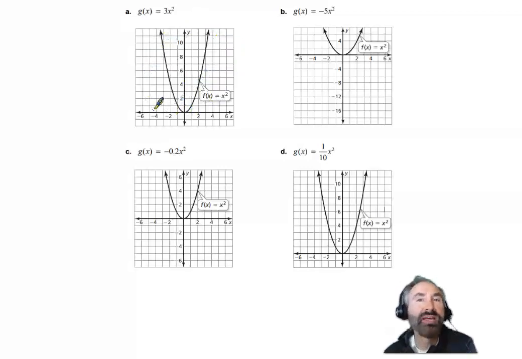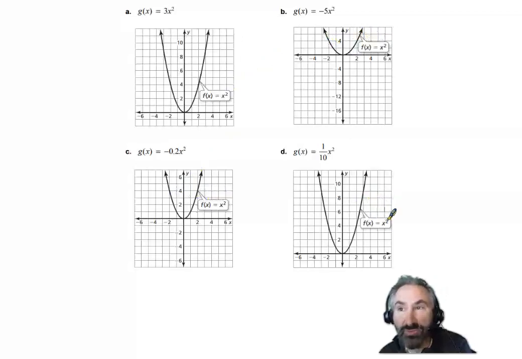Now, you might be saying, wait a second, there's already a graph there. Yeah, but that graph that's already there is y equals x squared. And by the way, this graph is also y equals x squared, and this graph is y equals x squared, and this graph is y equals x squared.